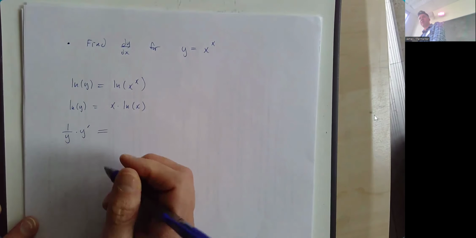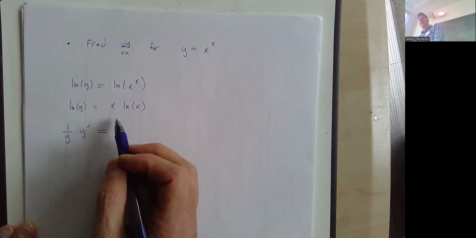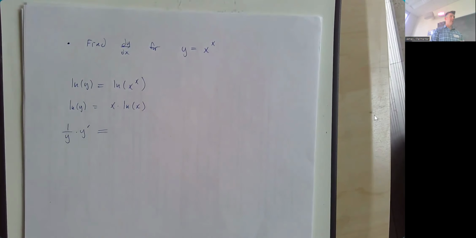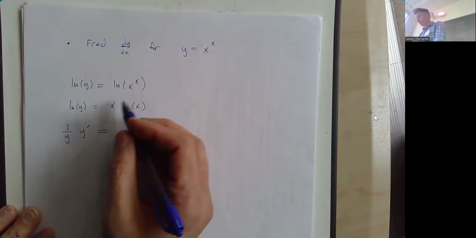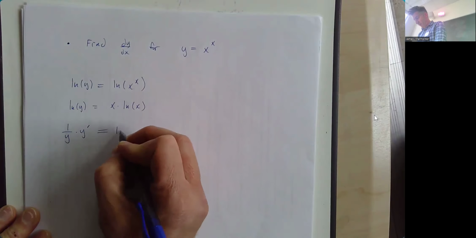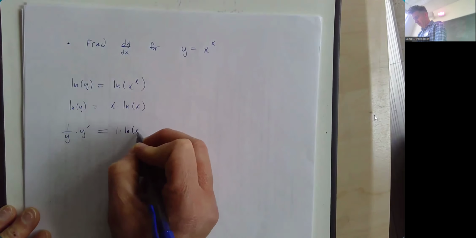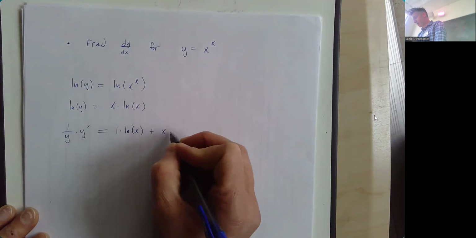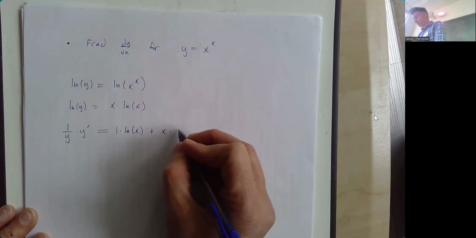Unlike the previous problems where we had x times natural log of 4 and the derivative was 1 times natural log of 4, here we have x times a function of x, and we have to use the product rule. So the derivative on the right-hand side is going to be the derivative of x, which is 1, times the natural log of x, plus x times the derivative of the natural log of x, which is 1 over x.